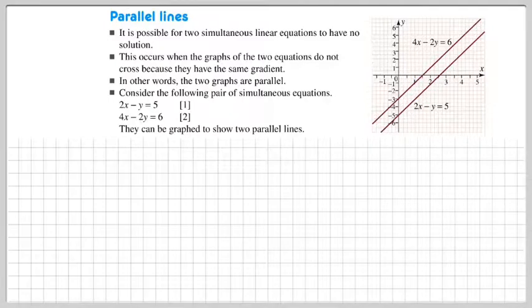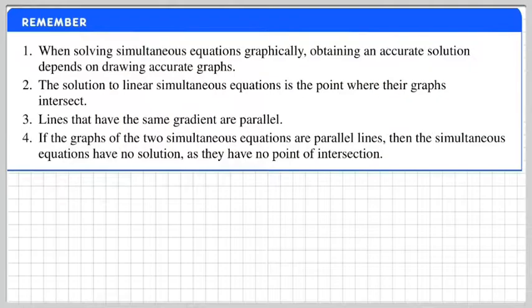You understand? Good. Now, this is the summary. When solving simultaneous equations graphically, you obtain an accurate solution by doing it on graph paper. The solution to the linear simultaneous equations is the point where their graphs intersect. Lines that have the same gradient are parallel and do not intersect, so there's no solution for them. If the graphs of the two simultaneous equations are parallel lines, then the simultaneous equations have no solution as they have no point of intersection, which is what we just said.